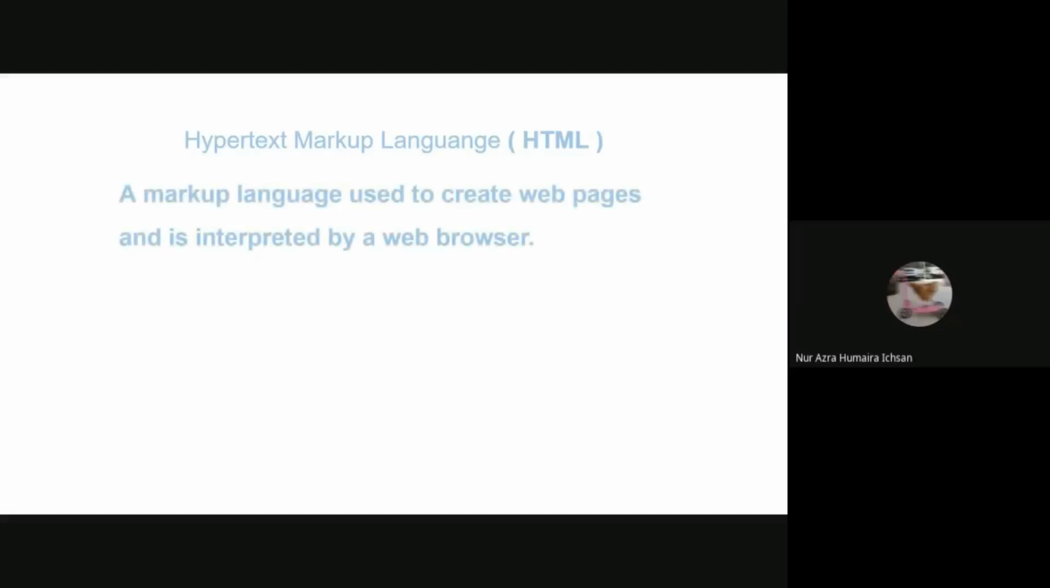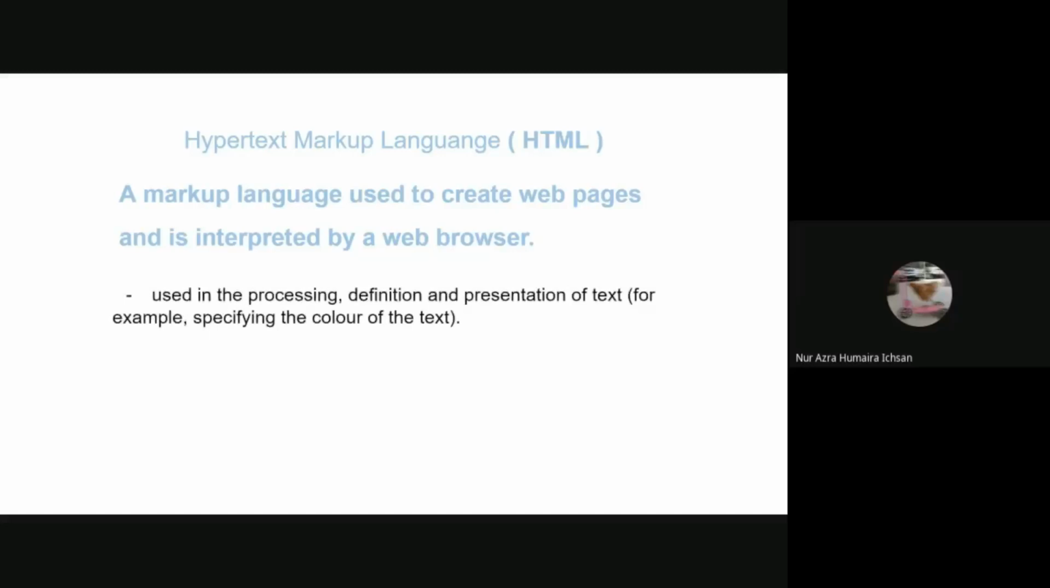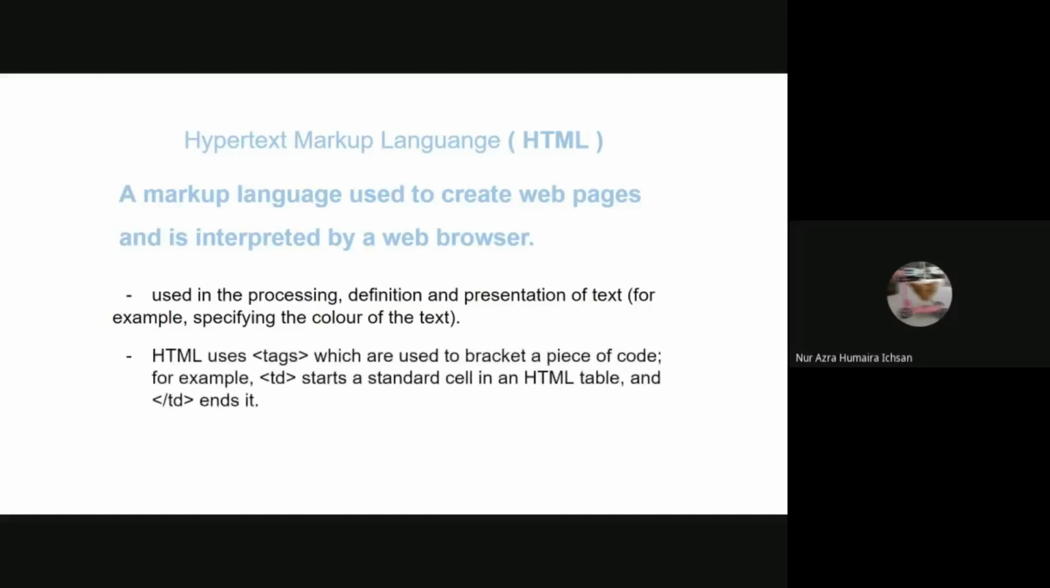HTML is a markup language used to create web pages and is interpreted by a web browser. But it is different than a programming language, which is way more complex. HTML is used in the processing, definition, and presentation of text, and HTML uses tags which are used to bracket a piece of code. For example, this inserts a standard cell in an HTML table, and again with the bracket, it ends it.